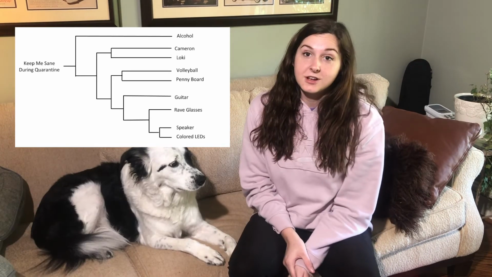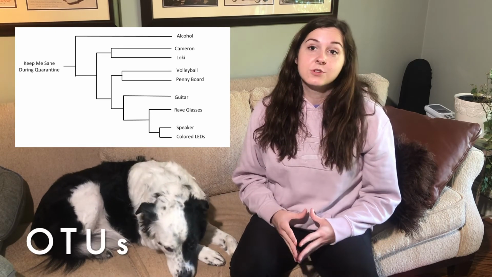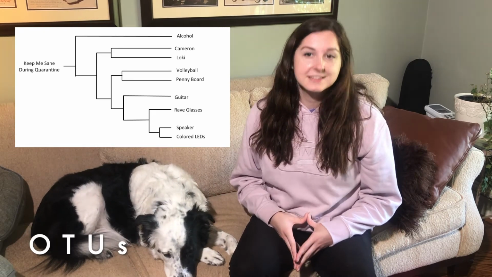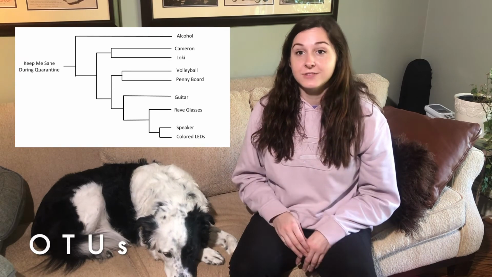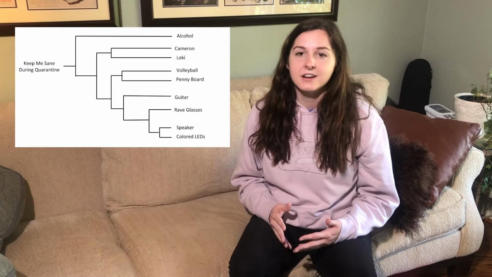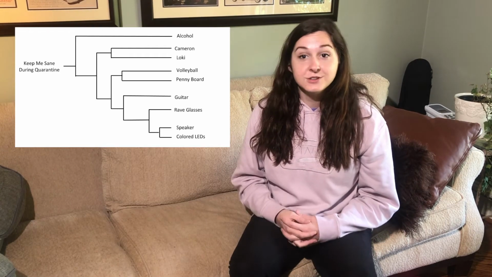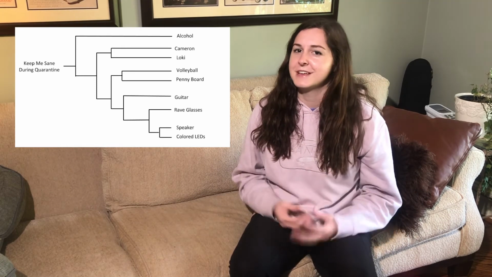The next thing I want to talk about is the distance between each species. These are measured in OTUs, or operational taxonomic units. OTUs measure the differences in RNA sequences of closely related individuals. So here you can see that Cameron and Loki are close together and would therefore have a shorter OTU distance than Cameron and colored LEDs because they have a little bit less in common.